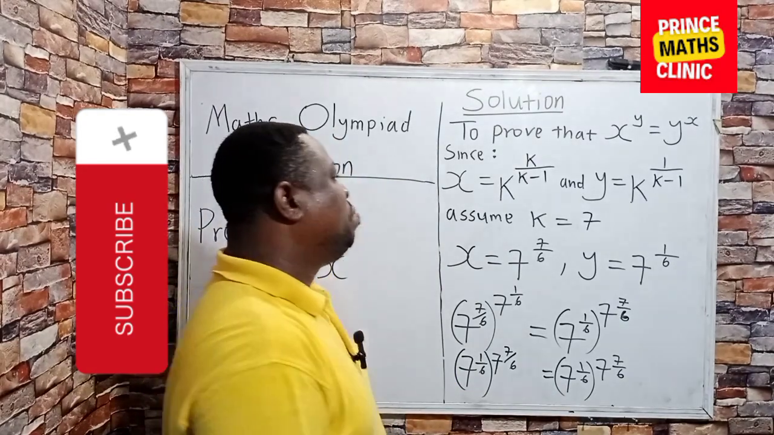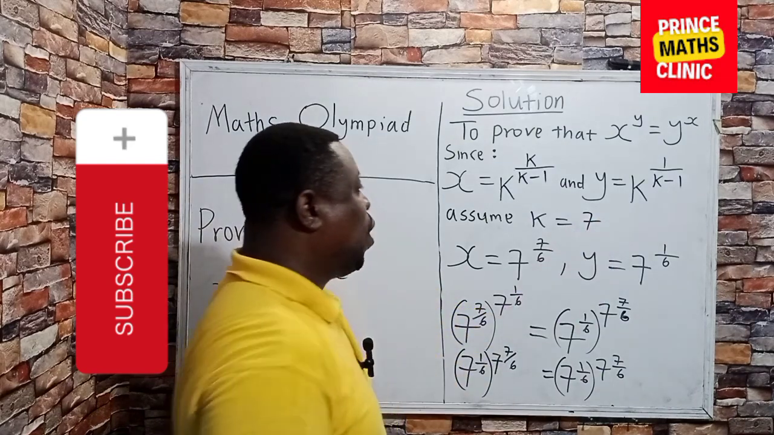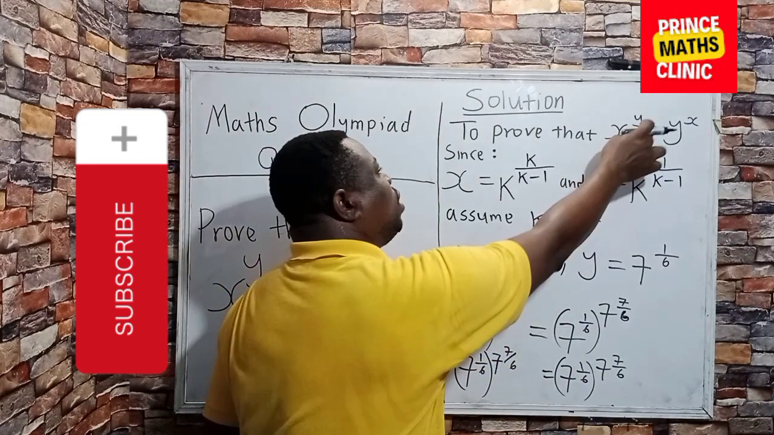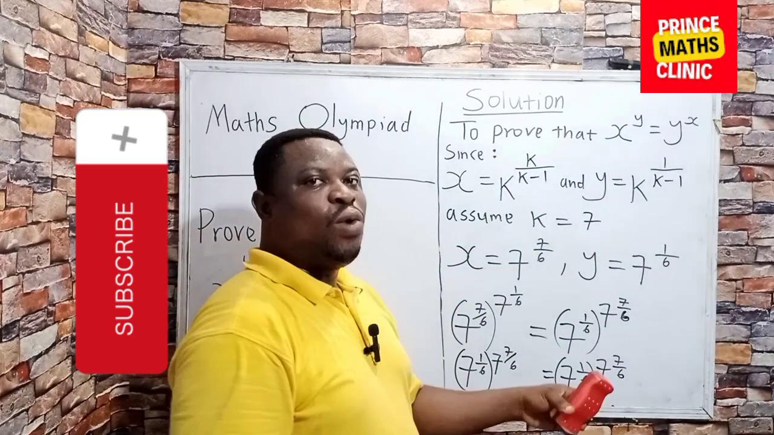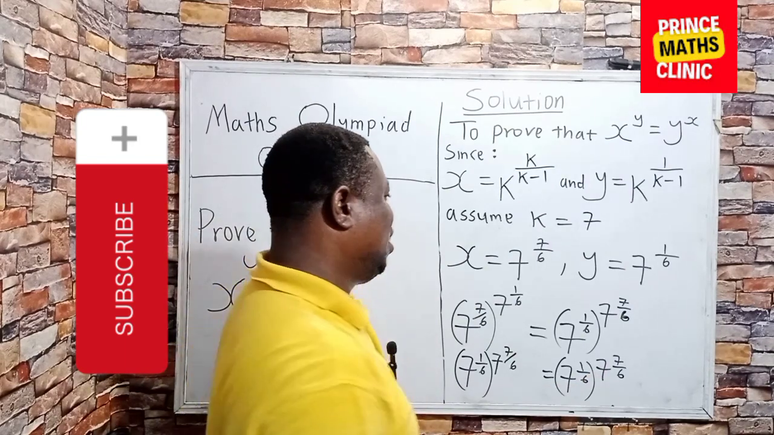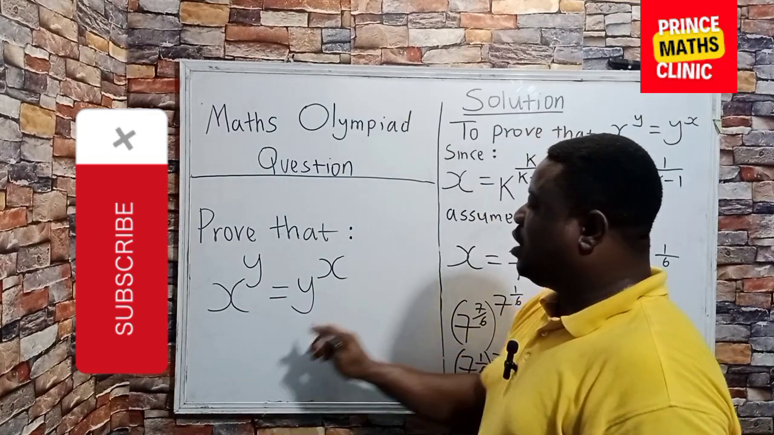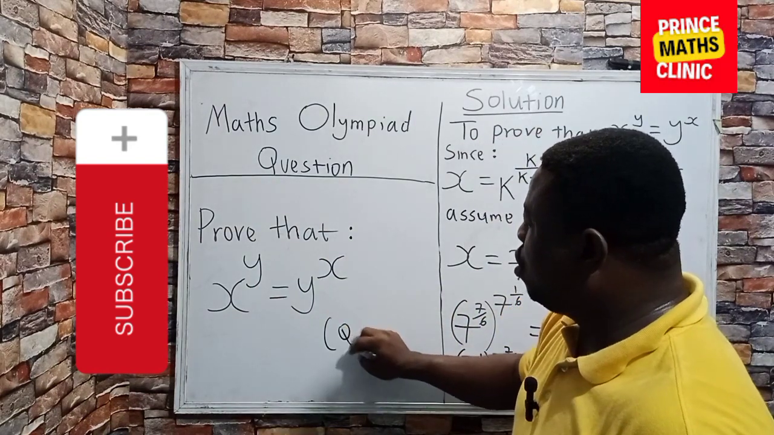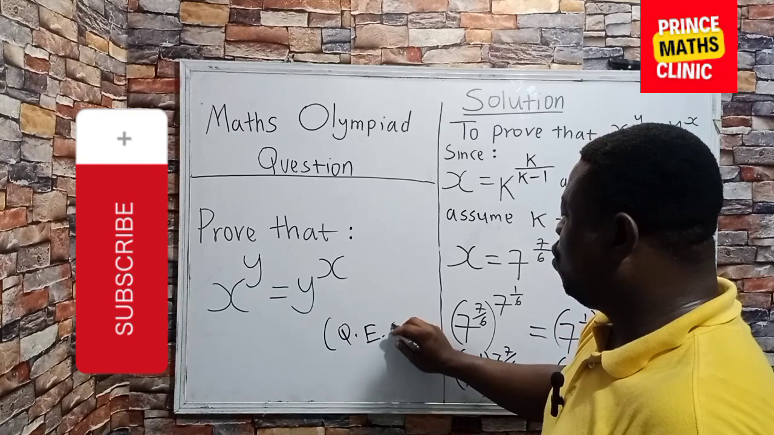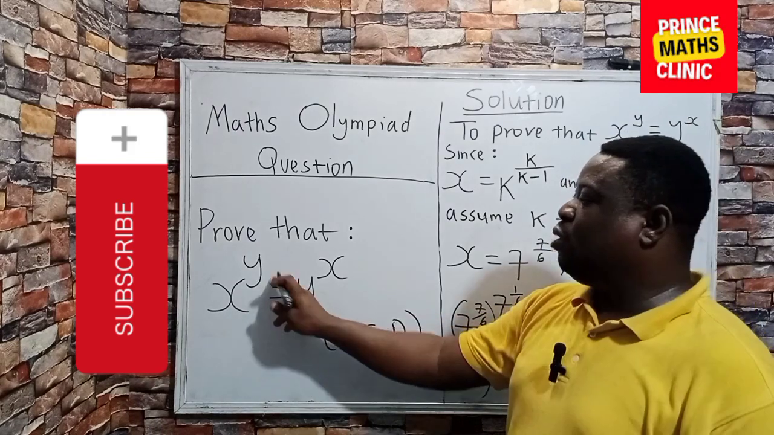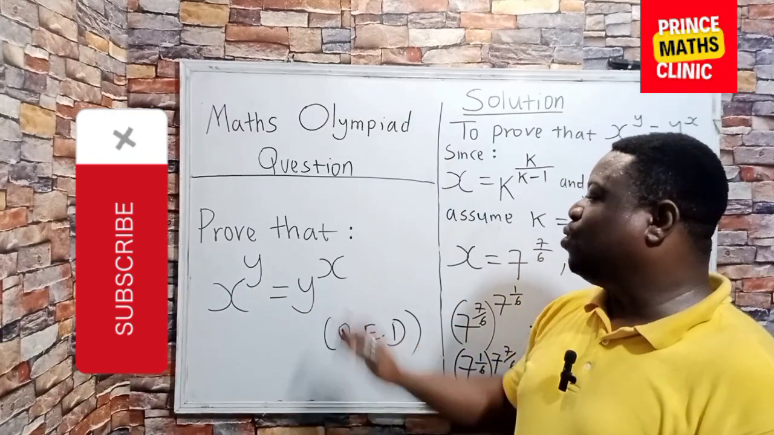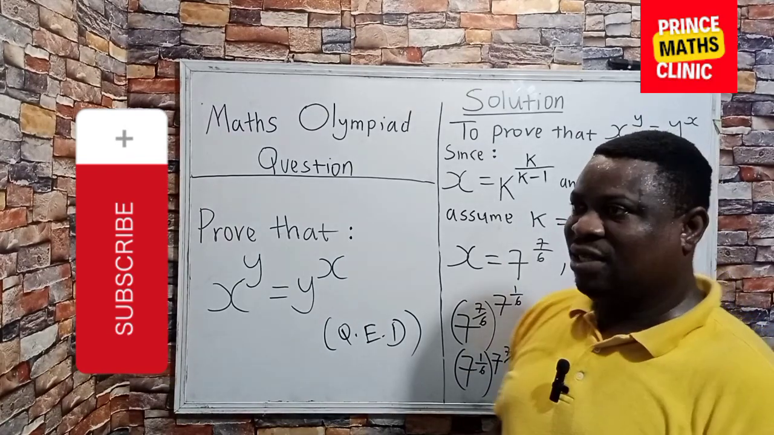So any value you pick for k will always prove to you that x to the power of y is equal to y to the power of x. So that, having done that, we can say that we have been able to what? To prove that x to the power of y equals y to the power of x.